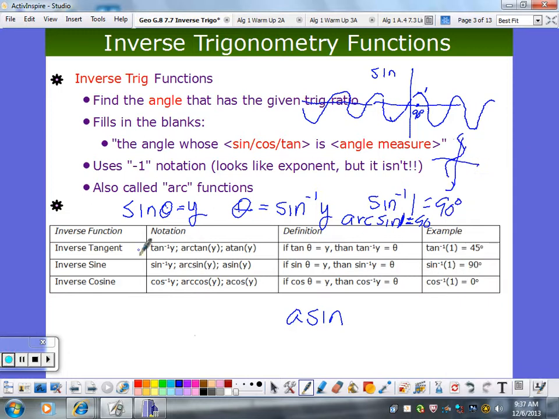So inverse function, inverse tangent. The angle whose tangent is y. Tangent with the -1, y could be arctangent y or arctan y. Those are all things that mean the same thing. If tangent theta is y, then the inverse of the tangent function for y is theta. Okay? So the angle whose tangent is 1 is 45 degrees. The angle whose sine is 1 is 90 degrees. The angle whose cosine is 1 is 0 degrees.